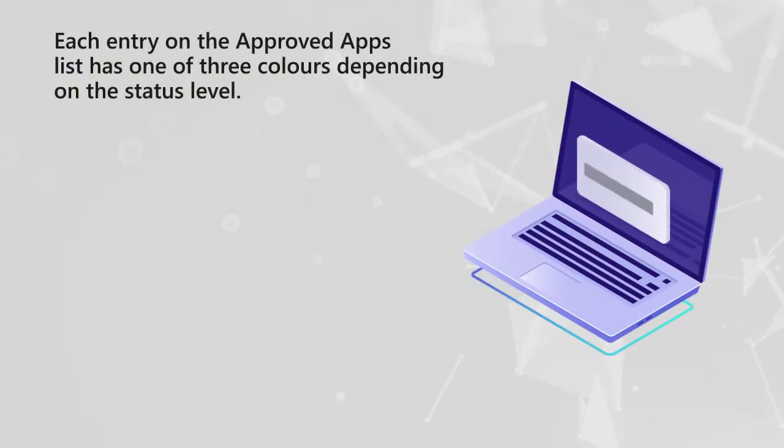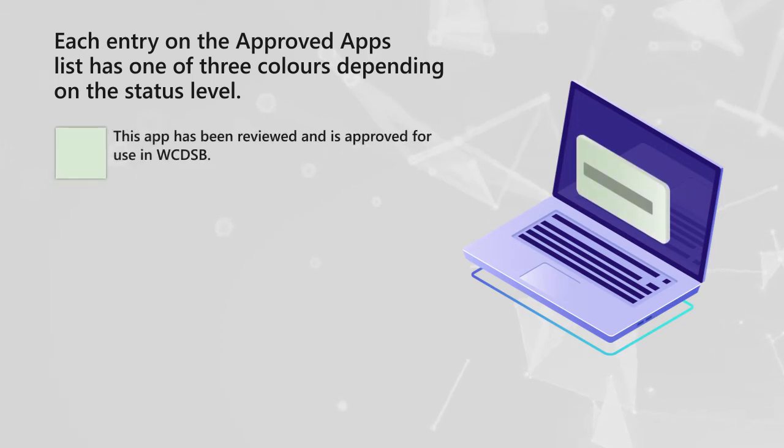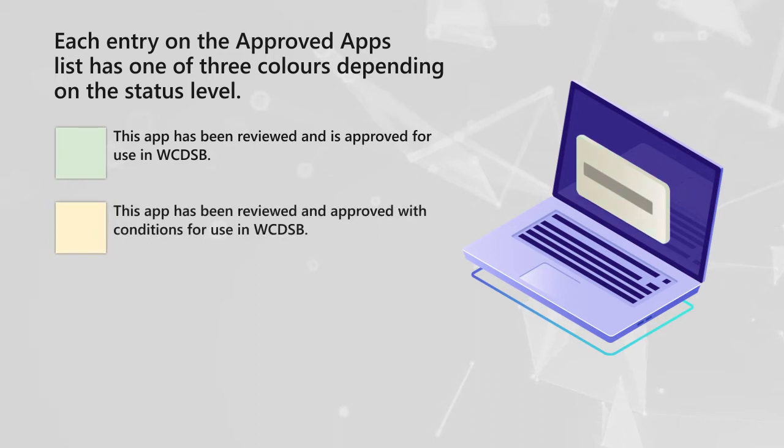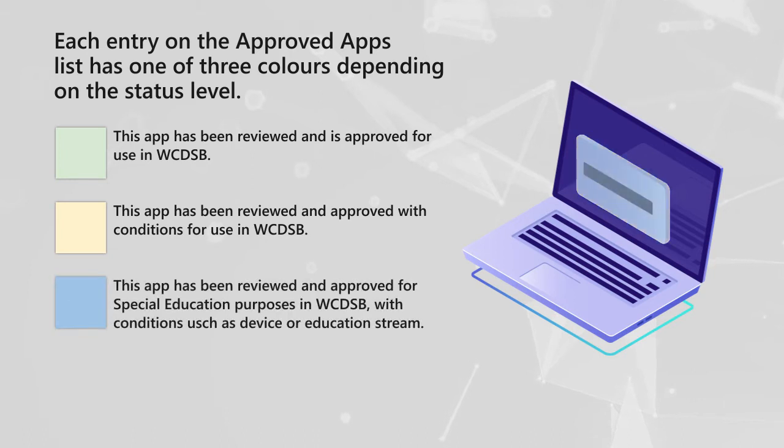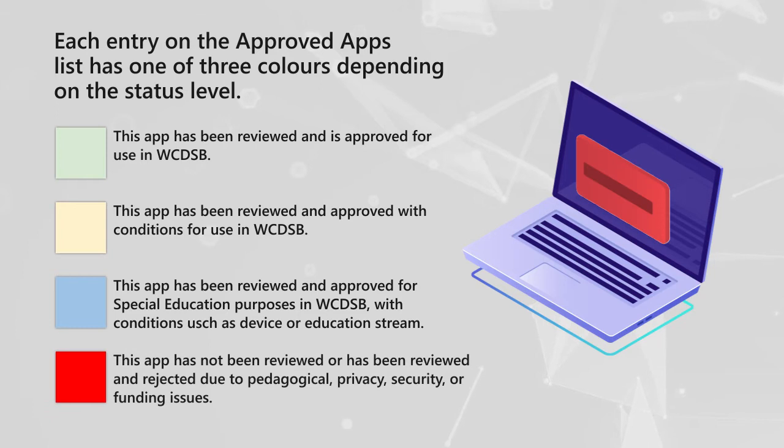Each entry on the approved apps list has one of 3 colors depending on the status level. Green specifies that the application has been reviewed and approved by the board for safe use. Yellow means that it is approved but with certain conditions. Blue is approved for special education purposes only. If an app is classified as red or is not approved, it is prohibited.